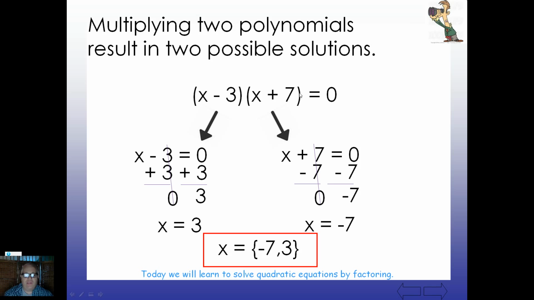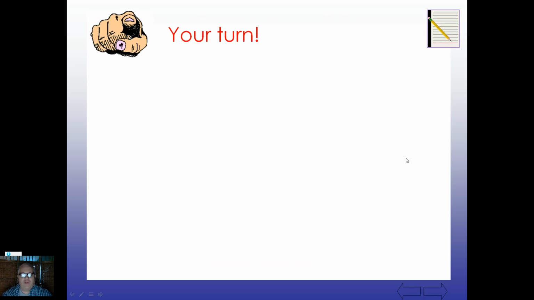Well, if you take negative 7 and put it right here, you get negative 7 minus 3 times 0. If you put 3 here, you get 0 times 3 plus 7, which is still 0. So either way you go, you end up with a product of 0. All right, a little bit faster now. Your turn. Let's take a look and see what you've got.